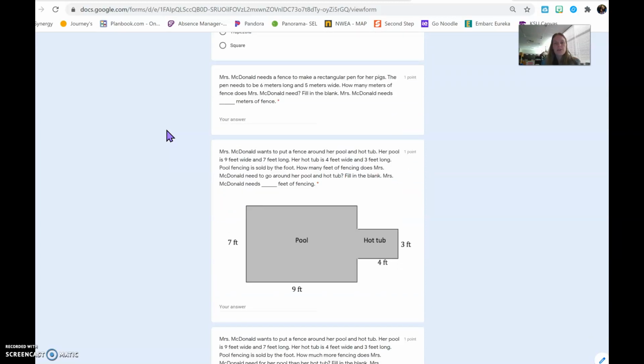Mrs. McDonald needs a fence to make a rectangular pen for her pigs. The pen needs to be 6 meters long and 5 meters wide. How many meters of fence does Mrs. McDonald need? Fill in the blank. Mrs. McDonald needs blank meters of fence. Remember, you're finding the perimeter.